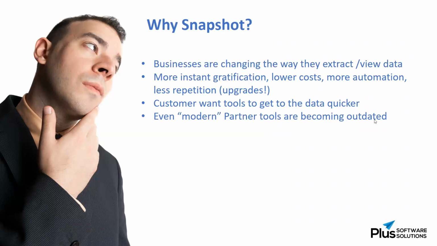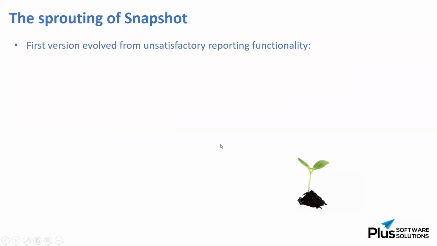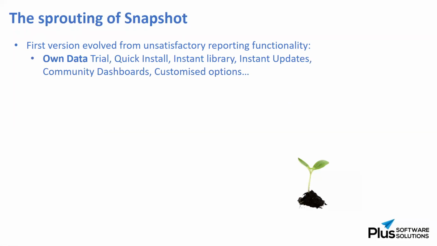And even the modern tools, and when I say modern tools, I tend to think of solutions like Crystal Report Writer, which obviously have been around since the late 80s, but even more modern tools after Crystal, they're becoming outdated, and it's time for new thinking. And that new thinking was what we call Snapshot version 1. And that version of Snapshot evolved from the reporting functionality that was out there. It was doable, but unsatisfactory.